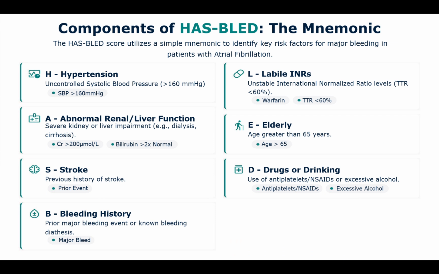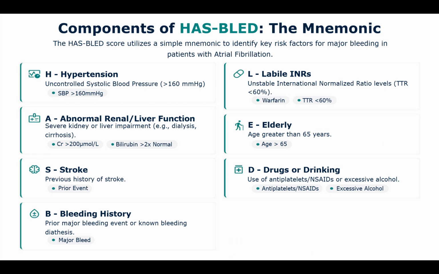For liver function, it refers to chronic hepatic disease like cirrhosis or significant biochemical abnormalities. S is for previous stroke history, particularly ischemic stroke. B indicates a bleeding history or predisposition to bleeding, such as prior major bleed or a bleeding diathesis. L signifies labile INRs, which are relevant for patients on warfarin and means their international normalized ratio is unstable or poorly controlled, with a time in therapeutic range less than 60%.